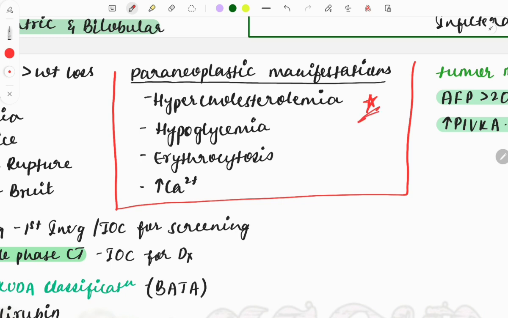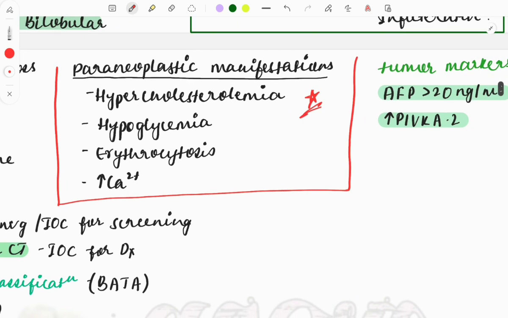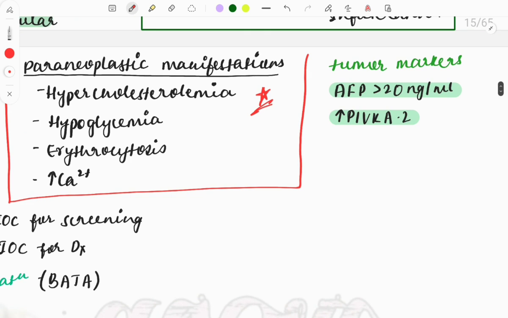You need to know this one. Among these things, hypercholesterolemia, hypoglycemia, erythrocytosis, and hypercalcemia can be seen as paraneoplastic manifestations. Okay. Then these are the tumor markers.